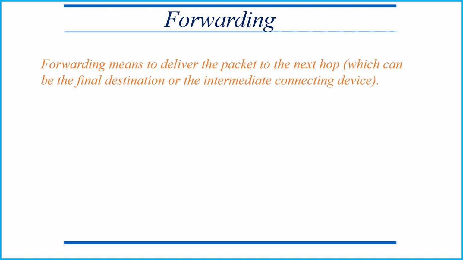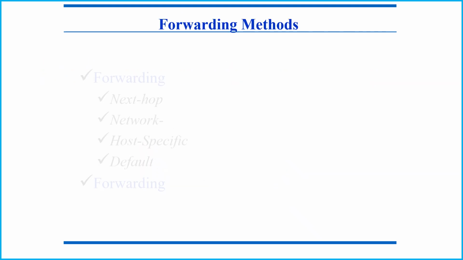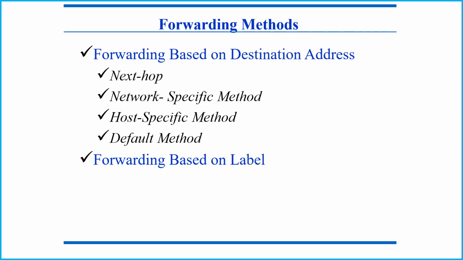The first case is when IP is used as a connectionless protocol, then forwarding is based on the destination address of the IP datagram. Whereas when IP is used as a connection-oriented protocol, forwarding is based on the label attached to an IP datagram. The network layer supervises the handling of packets by the underlying physical networks. This handling is called delivery of a packet. The delivery of a packet to its final destination is accomplished by using various methods, like the direct method and the indirect method. Here we will be seeing what the basic forwarding methods available are.